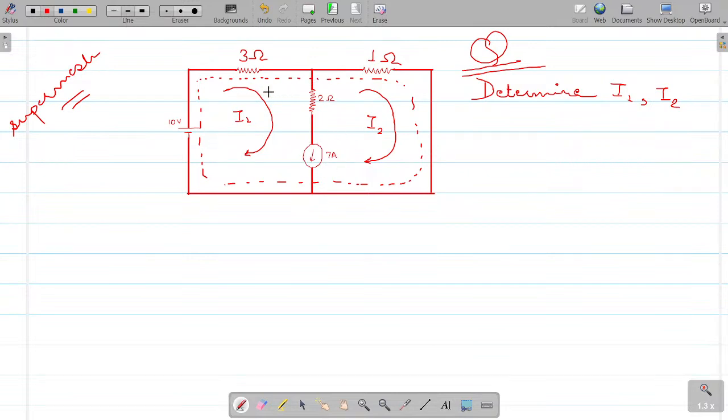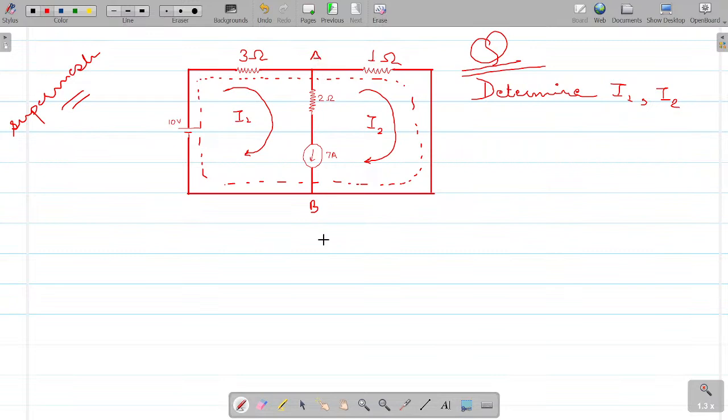But going by our mesh analysis, what is the current in this branch? Can I say the current in this branch is I1, this is I1, and this is I2. I1 flows from, say, let me mark this as A and let me mark it as B. I1 flows from what?